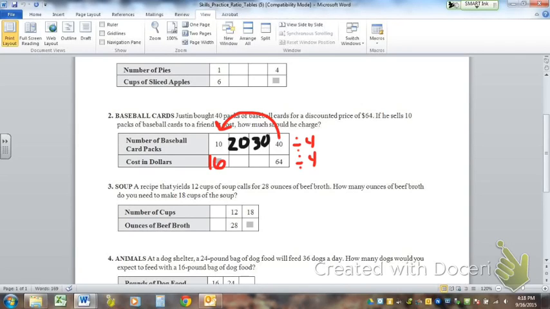Now the other boxes, 10 times 2 is 20, so 16 times 2 is 32. 10 times 3 is 30, so 16 times 3 is 48. But the answer that we're looking for is $16.